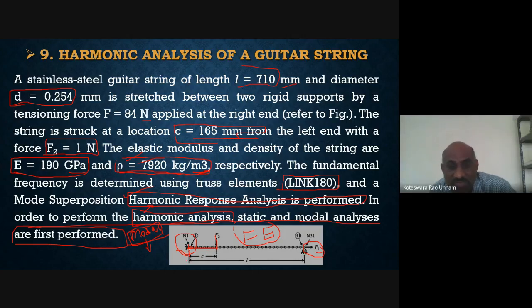The coordinate for this node is 0, 0. I will take the origin at this location. At this location, that is the end of the string, it is 0.71 meters, comma 0. So I can create these two.